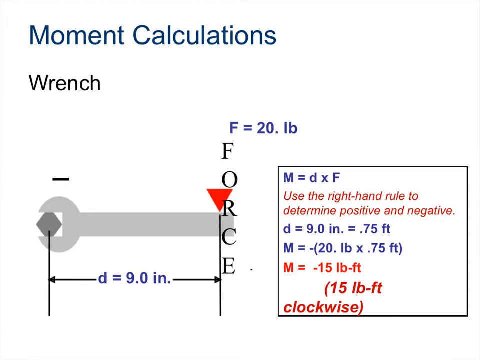Now notice the direction that the force is heading around that point of rotation. It's going to cause a clockwise moment. Therefore, our answer needs to be negative. So for this particular problem, our final answer is that we have a moment of negative 15 foot-pounds.